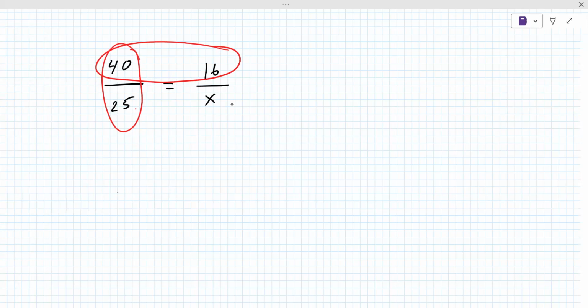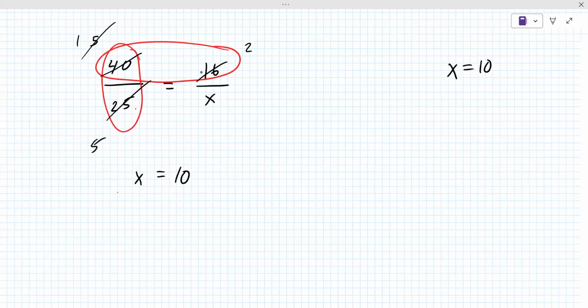Okay. So did you do 40 and 16 first? Yeah. Okay, so like 8 goes into both, so you can reduce that to a 2 and a 5. Yep. And then 5 and 5, so that's 1 and 5. And then you can swap positions and multiply. So yes, X equals 10.